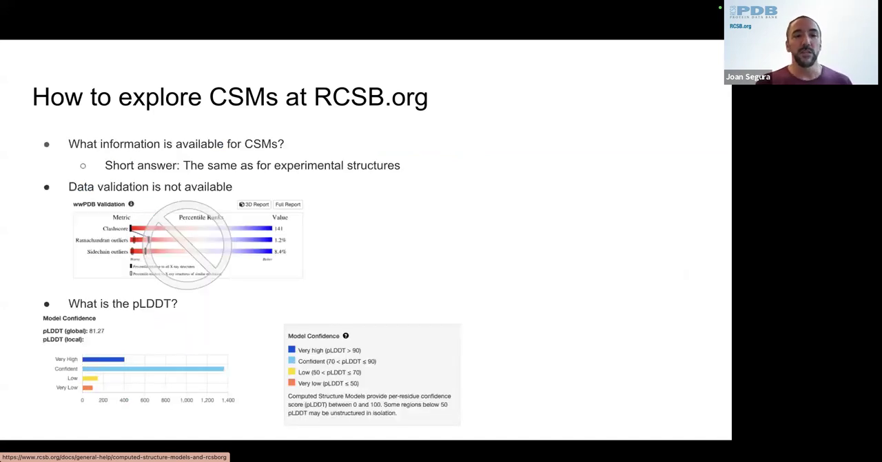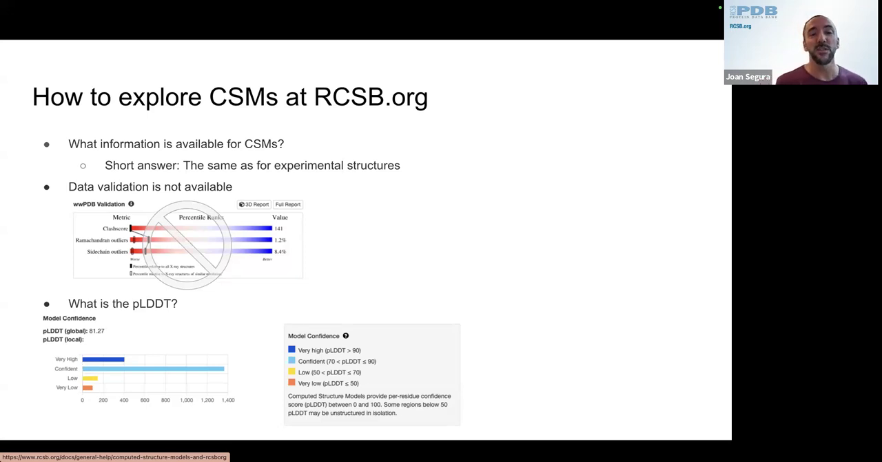So what information is available? The short answer is the same. As I said, we treat computed structure models or we treat experimental entries. So the information is the same. This is not exactly true because there is some data that is coming from the experimental information itself. And of course, those entries, the computed structure models, are not coming from experimental information.